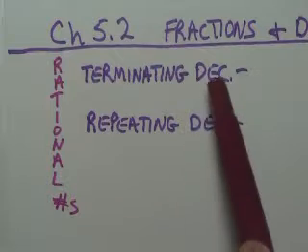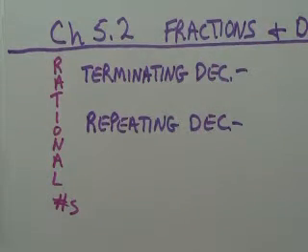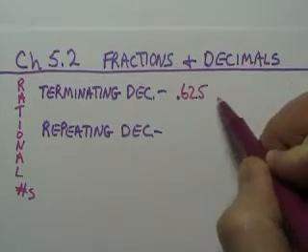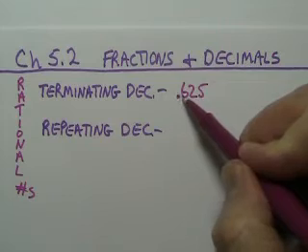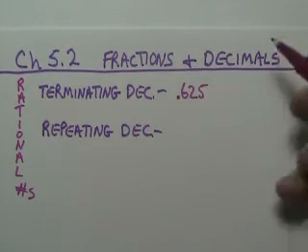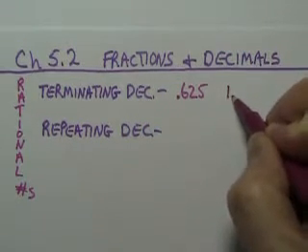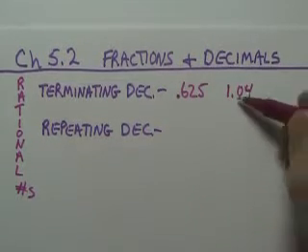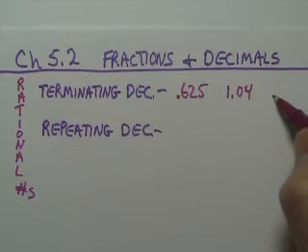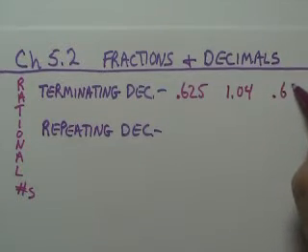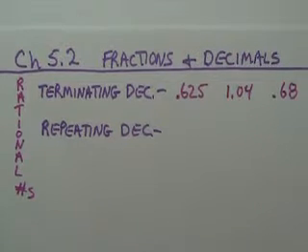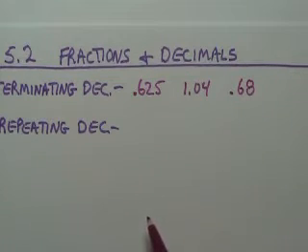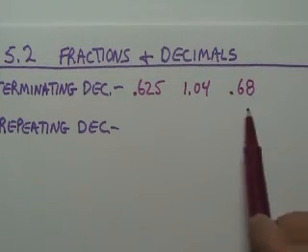Let's write some examples of terminating and repeating. One number would be something like 0.625. Terminating means to stop. See that? It's a decimal, but it stops after the 5. Another one might be 1.04. It stops after the 4. It doesn't keep going. Or let's say 0.68. These are all terminating decimals. They stop. They don't keep going.